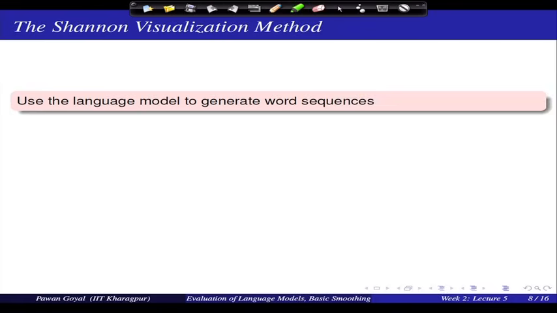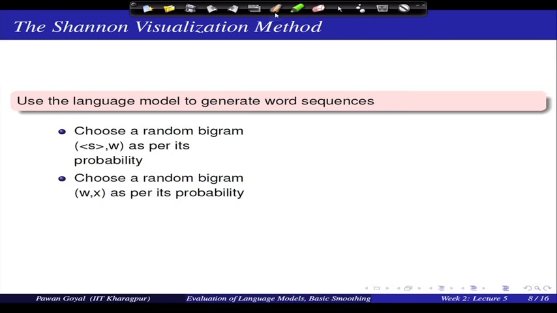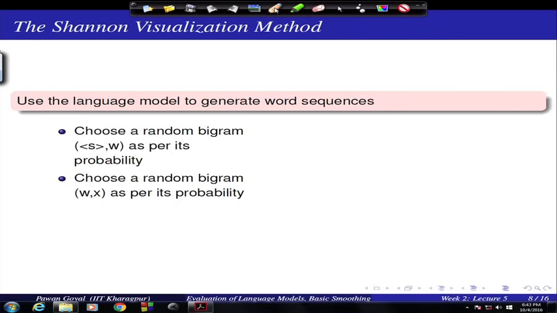So how do we actually apply this Shannon visualization method? Suppose I have to generate a sentence. I will first choose a random bigram that is starting the sentence as per the probability. What do I mean by that? I am learning my bigrams. So I have, with the start of the sentence, whether the word W1 occurs with what probability. With the start of the sentence, word W2 occurs with some probability. So this is a complete probability distribution that will add up to 1.